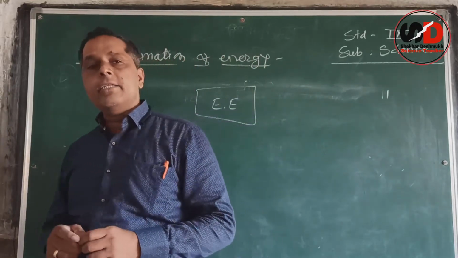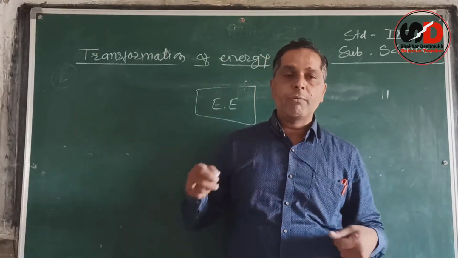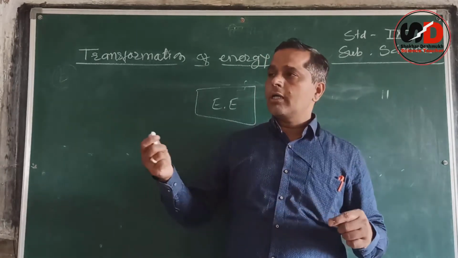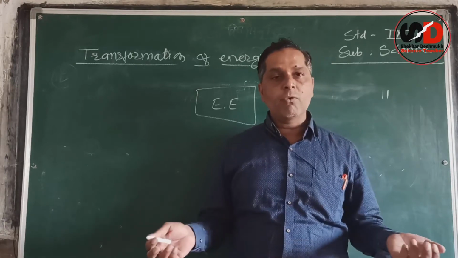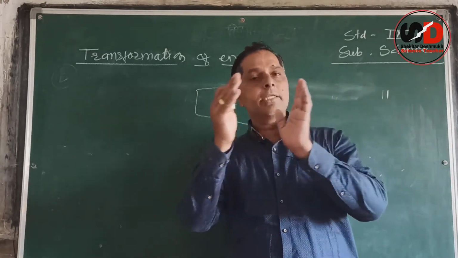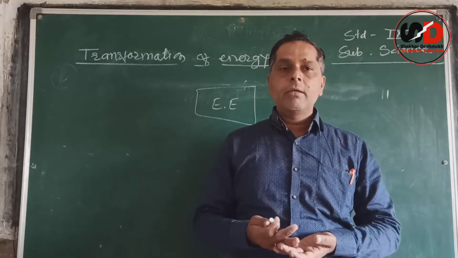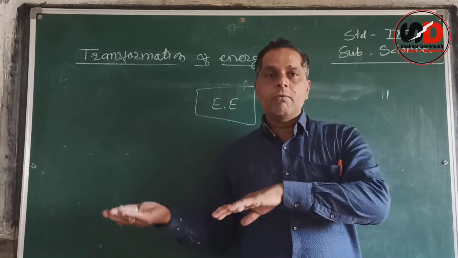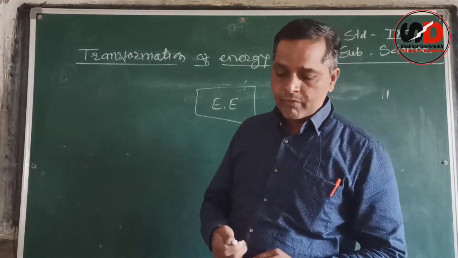Then electrical energy can be converted into chemical energy. Whenever we charge the battery of a mobile, or if we charge a large battery using an inverter, we are converting electrical energy into chemical energy. And whenever we use that mobile, we are converting the chemical energy present in the battery into electrical energy.